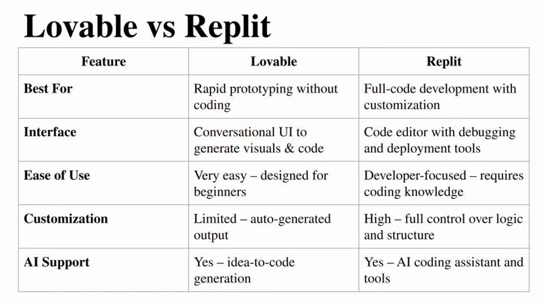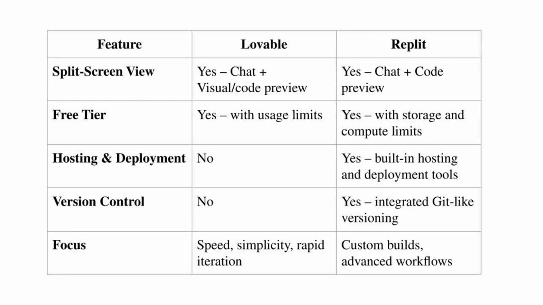So here's how the two platforms stack up. Lovable is ideal for rapid prototyping, especially for those with little or no coding background. It uses a conversational interface to turn ideas into visuals and code. Replit, on the other hand, is geared towards developers who want control over their code, debugging, and deployment. It supports full customization and advanced programming logic. Both platforms offer split screen views for chat and code previews, free usage tiers with limitations, and AI support. But Replit provides hosting and version control, while Lovable focuses more on speed and simplicity.